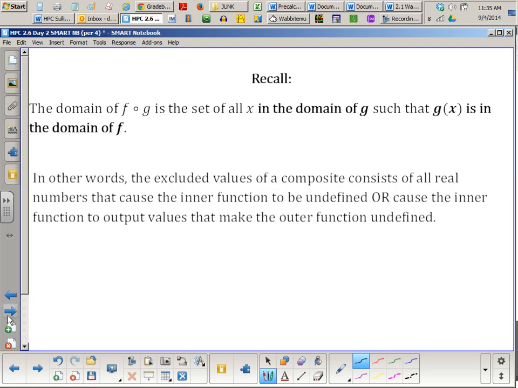And there was a sentence you wrote down yesterday, hopefully you wrote it down, that said the domain of f∘g, or "fog" as I've been calling it, is the set of all x in the domain of g such that g of x is in the domain of f. What in the world does that mean?